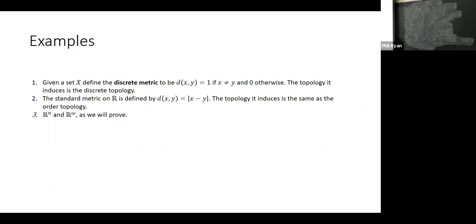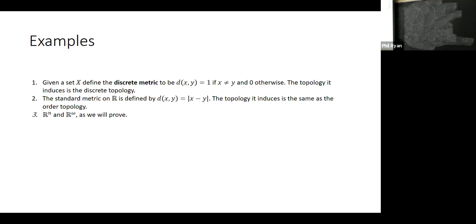Examples. Given any set, we can define the discrete metric, which is that the distance between any 2 points is 1 if the points are different, and it's 0 otherwise. Okay, this is a metric, right?